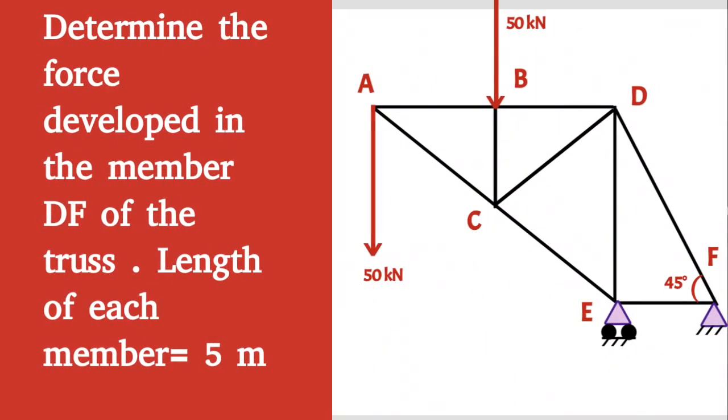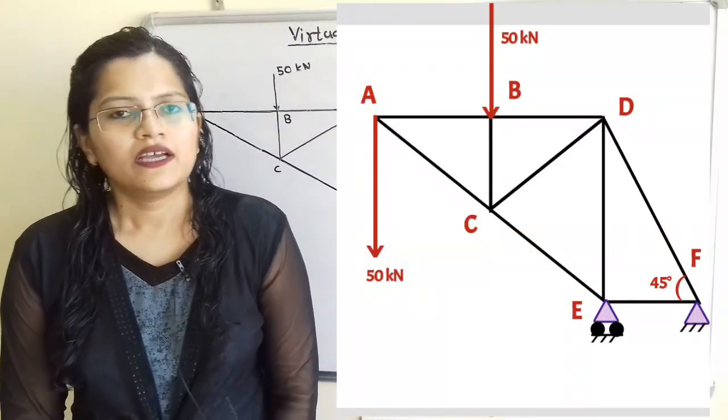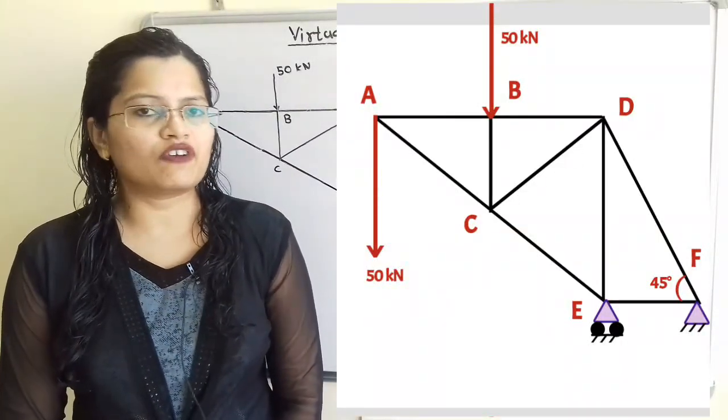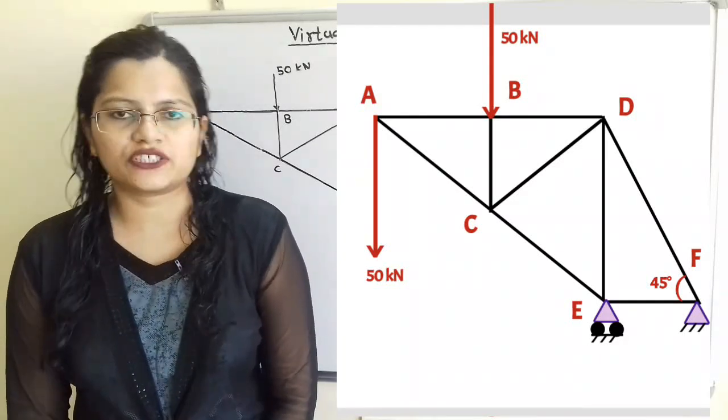Given the question, determine the force developed in the member DF of the truss. The length of each member is equal to 5 meters. In this question, we have to find out the force in the truss member DF. We are going to use the section method.